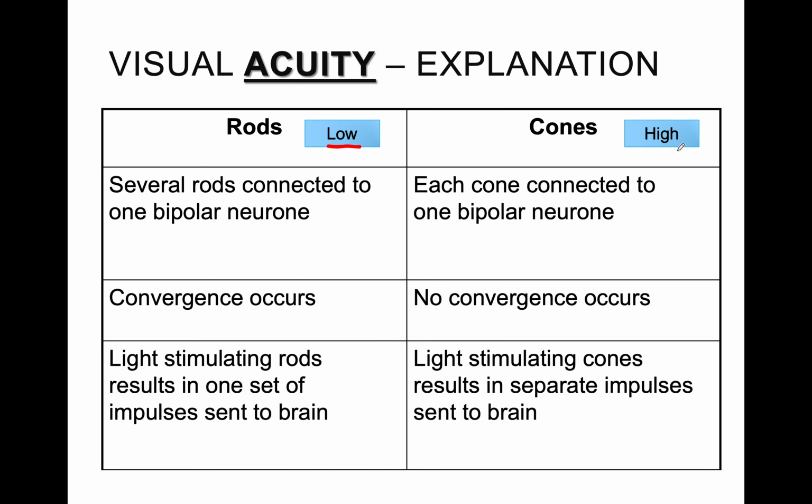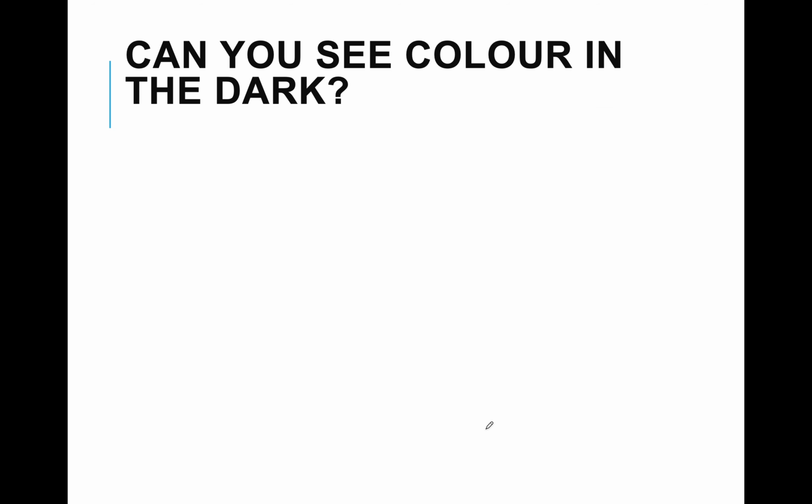On the other hand, the cones, each cone is connected to one bipolar neuron. There will be no what's referred to as retinal convergence. The light stimulating each of those cones results in separate impulses being sent to the brain, and the visual sensory area and then the visual association area will perceive those as separate images.